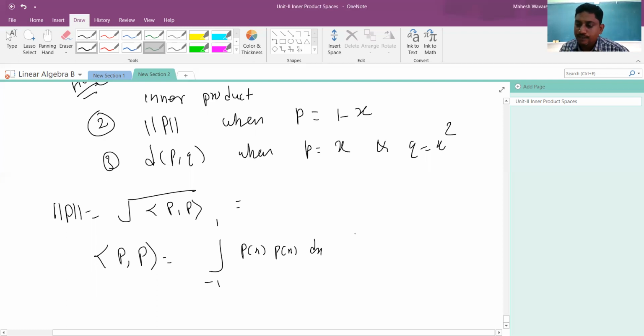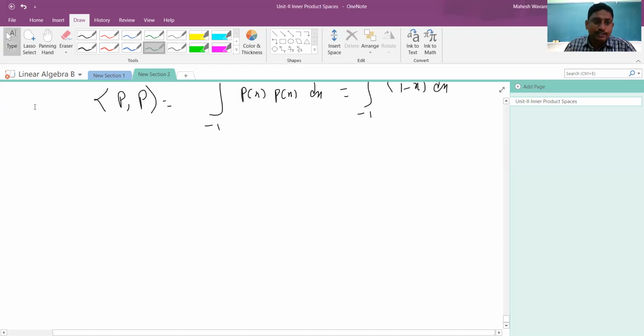So the value of P is 1 minus x. So it should be the integral of (1 minus x) squared dx. You have to integrate this, and you can integrate easily to find the answer. After integrating, this is norm of P squared actually.